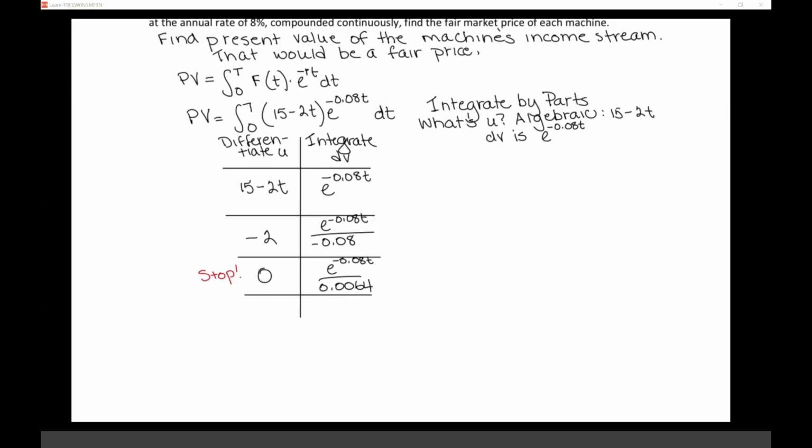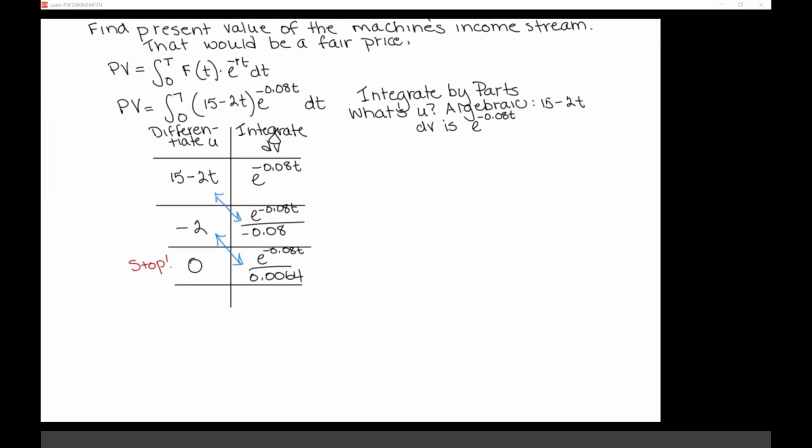All right, we're good with this part so far. Remember, you build the table. Next step is to make those diagonal products like this, and then pull them out of the table.